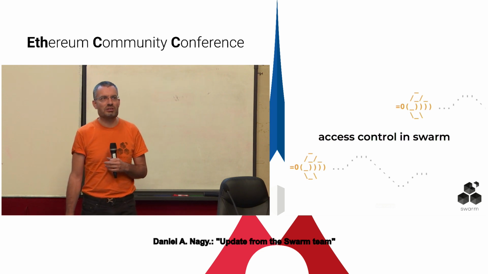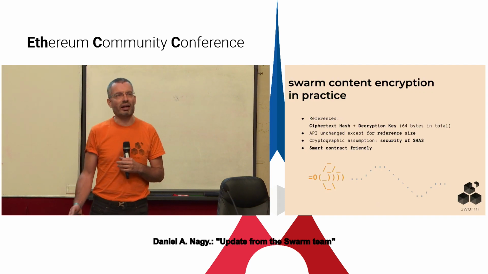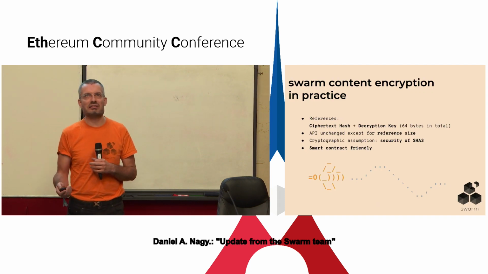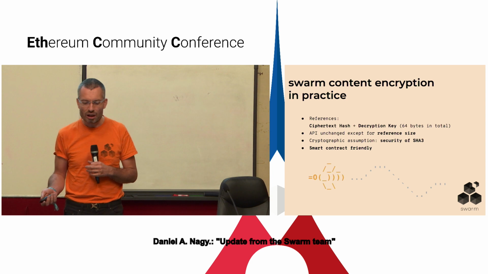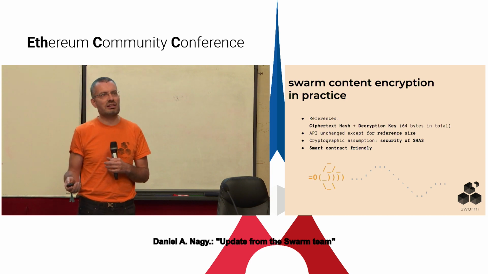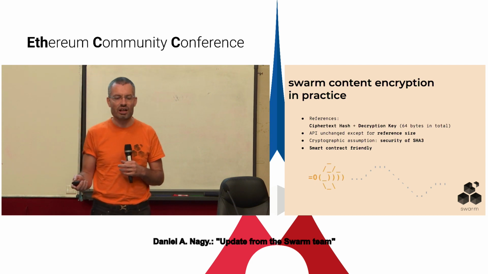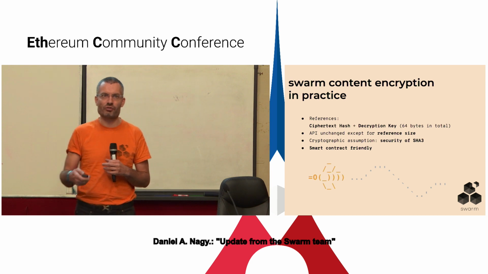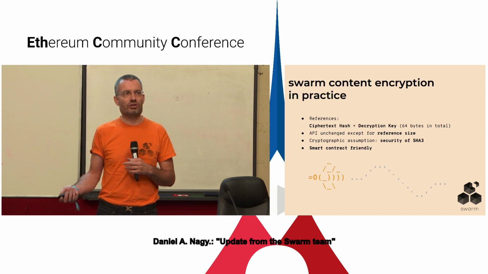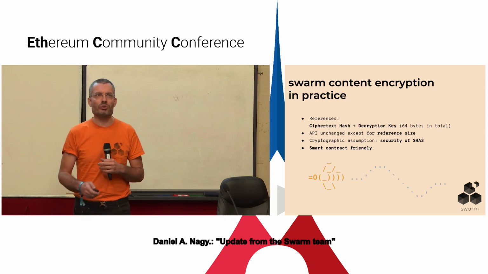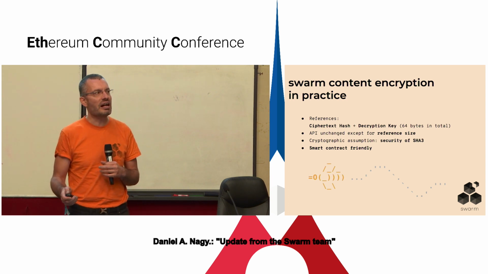Access control in swarms, this is the part with which I've been involved most closely. Because we have a decentralized system, access control works a little bit differently from how it works in a centralized system. References are twice as long as hashes because they consist of a ciphertext hash, the hash of the ciphertext, plus a decryption key, a symmetric key for decryption. So in total, with 64 bytes, you can reference any encrypted content in Swarm.